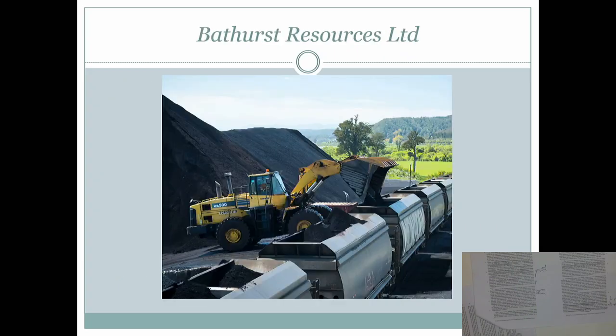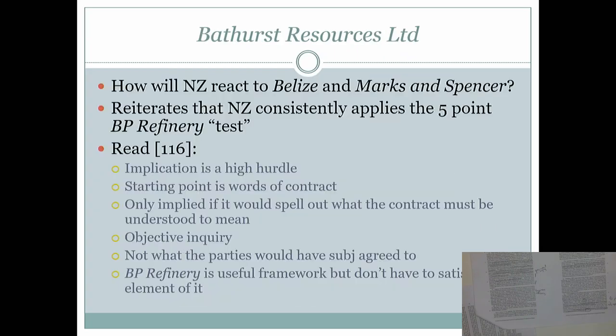And essentially, New Zealand, in the leading case of Bathurst Resources, has said the same thing. The Supreme Court, in this case, reiterates that New Zealand has consistently applied the 5-point BP Refinery test. And at 116, as we mentioned last week, the Supreme Court said a number of things. Firstly, that implication is a high hurdle, that the starting point is the words of the contract, that you'll only imply in a term if it would spell out what the contract must be understood to mean, that it's an objective inquiry, not what the subjective parties actually intended. And finally, that BP Refinery is a useful framework, but you do not need to satisfy every element.